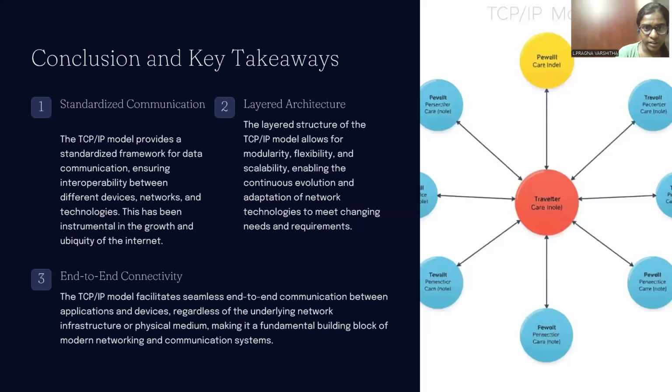Second is layered architecture. The layered architecture of the TCP/IP model allows for modularity, flexibility, and scalability, enabling the continuous evolution and adoption of network technologies to meet changing needs and requirements. Third one is end-to-end connectivity. So the TCP/IP model facilitates seamless end-to-end communication between applications and devices, regardless of the underlying network infrastructure or physical medium, making it a fundamental building block of modern networking and communication systems.